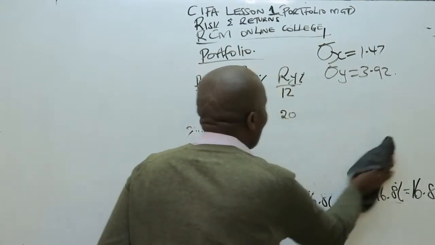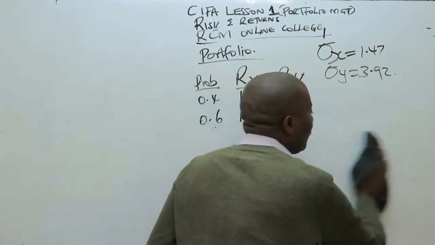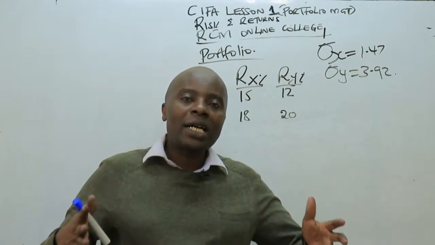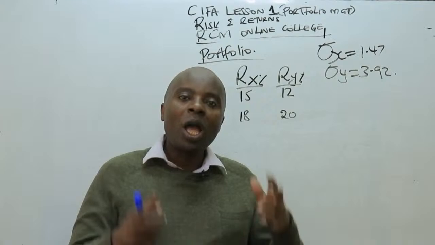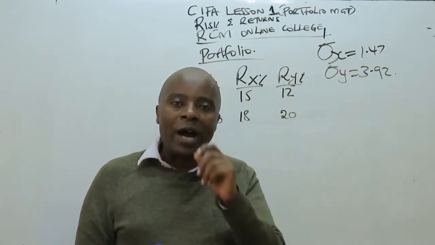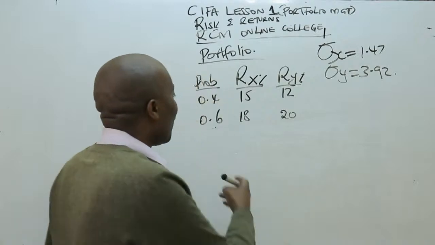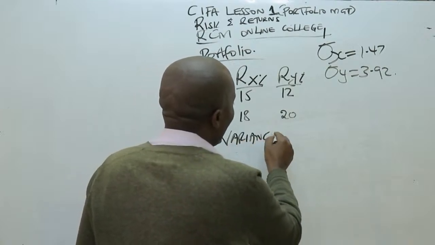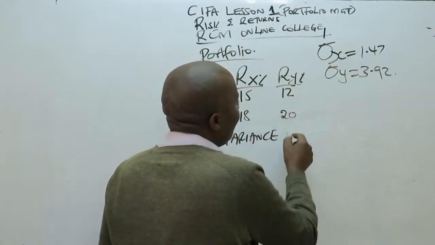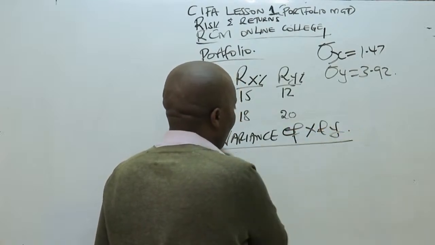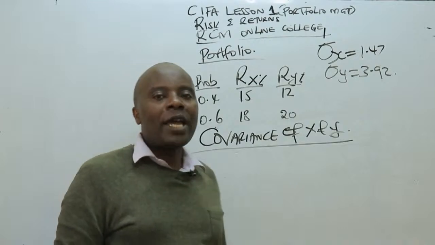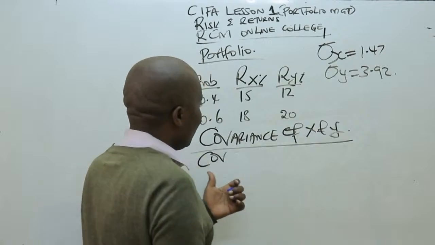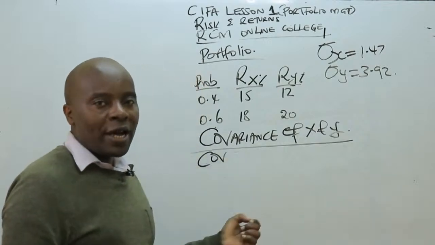Part 2 of this question wants us to give them the standard deviation of the portfolio. Ladies and gentlemen, I can't get standard deviation of the portfolio without getting the covariance. So first of all, give me the covariance between the securities of the portfolio. Give me the covariance of X and Y. So covariance of X and Y, what do I have? First of all, the meaning of the word covariance. Covariance is a shared variance.